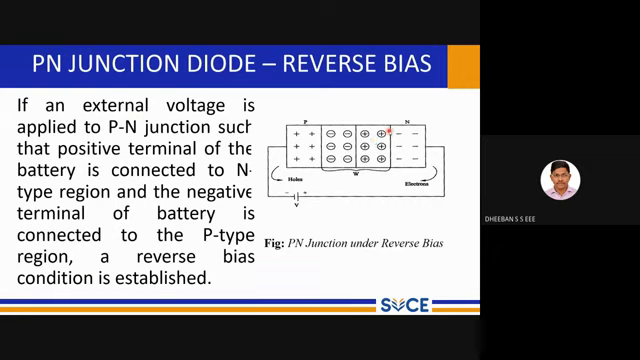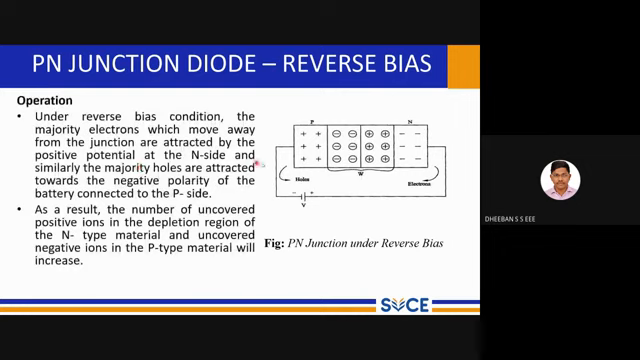Coming to the second condition, which is the reverse bias. Reverse bias is the opposite of the forward bias. If an external voltage is applied to the PN junction such that the positive terminal of the battery is connected to the N side, just interchanging the polarity of the battery, and the negative terminal of the battery is connected to P, then it is called reverse bias.